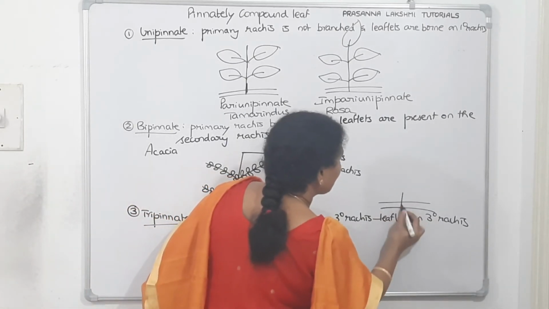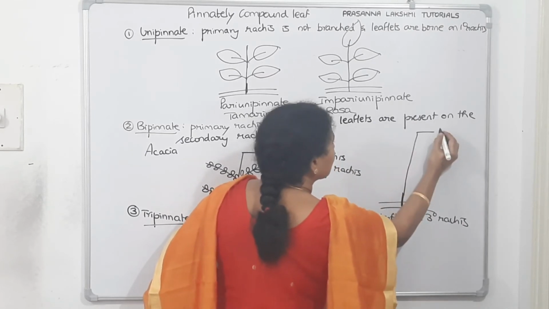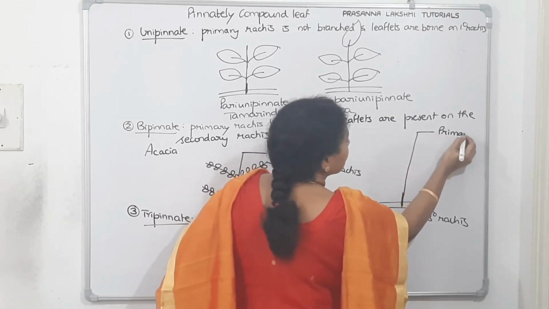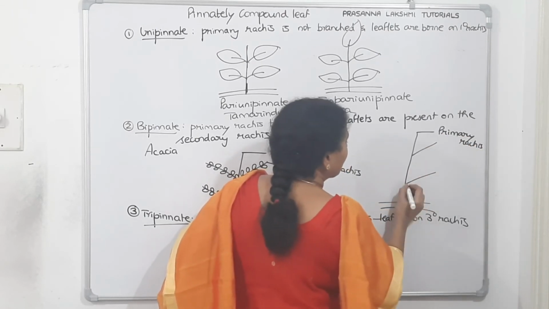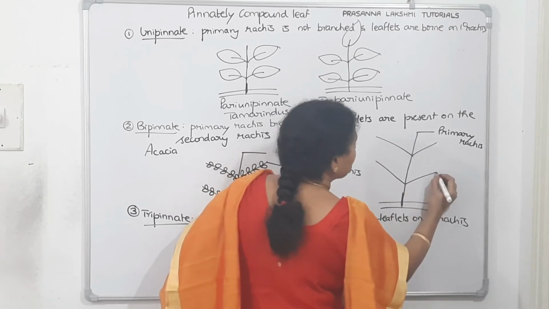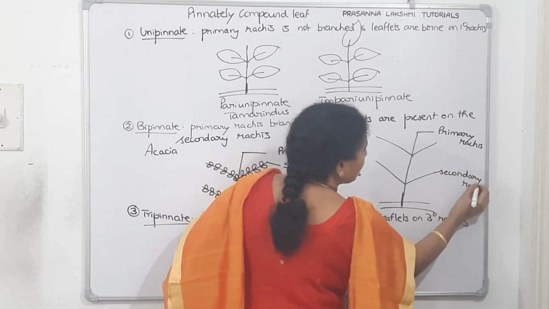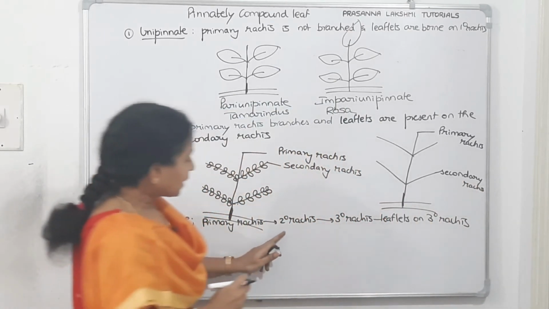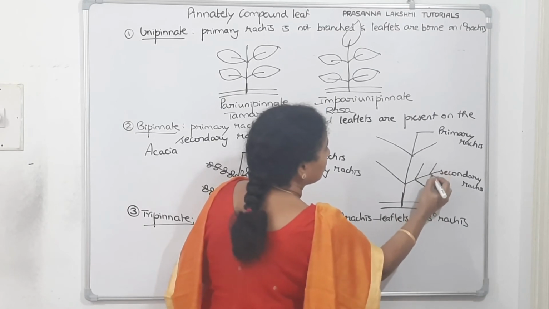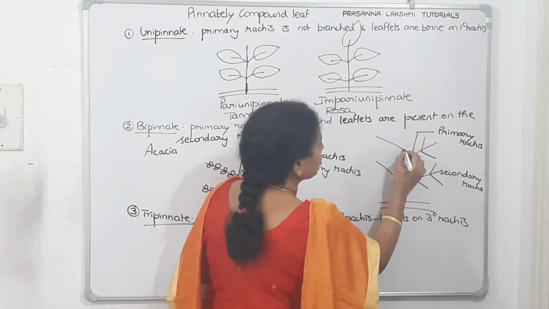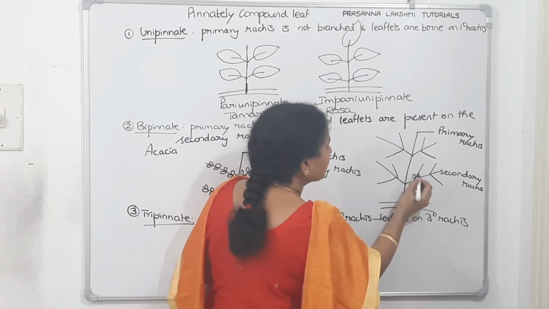This is the stem. Here is the petiole, and the extension of the petiole is primary rachis. Let us write on. This is primary rachis. Now on the primary rachis, so these are secondary rachis. This is secondary rachis, and on the secondary rachis further branching is tertiary rachis. So this is tertiary rachis, and on the tertiary rachis leaflets are present.